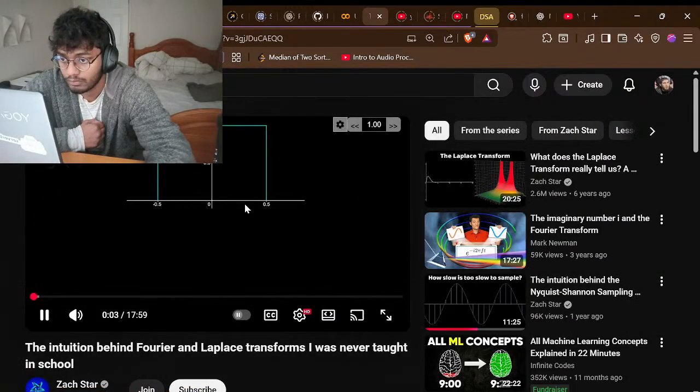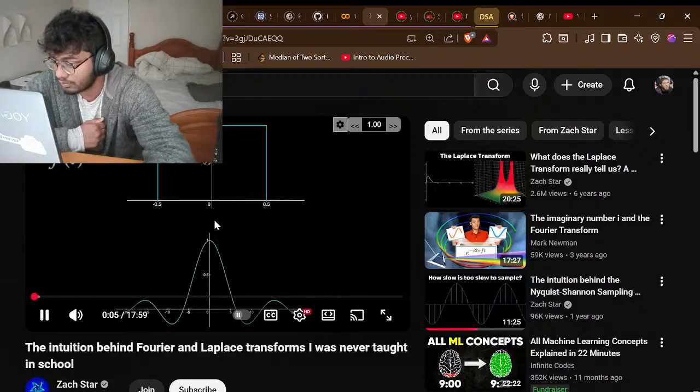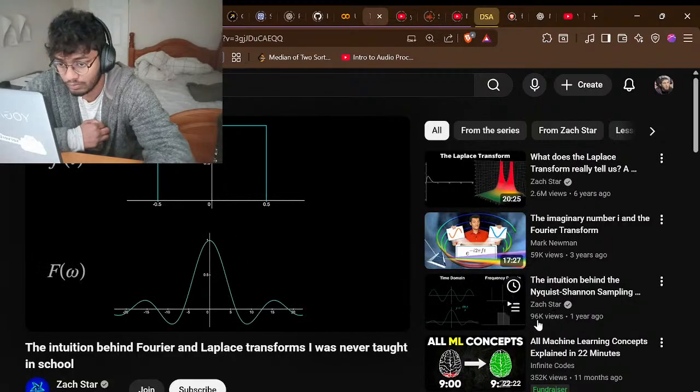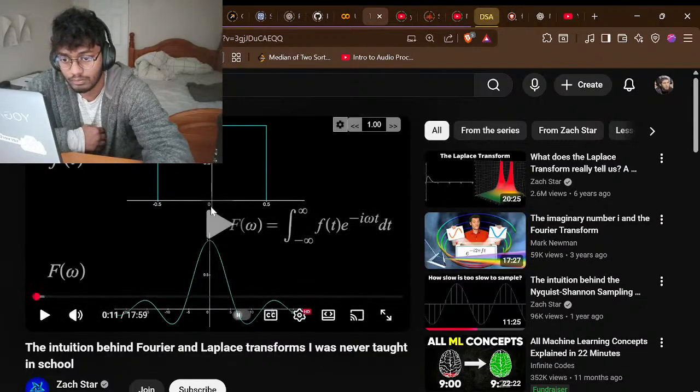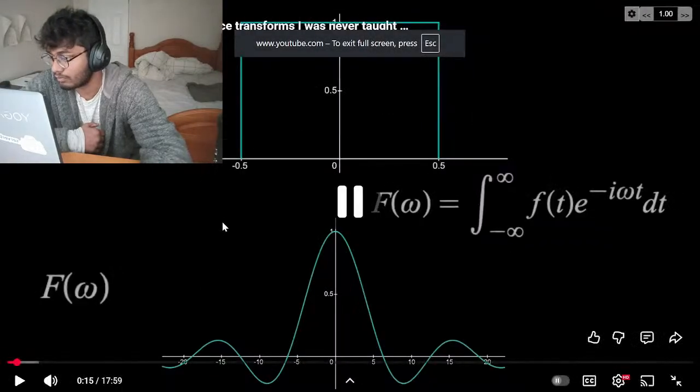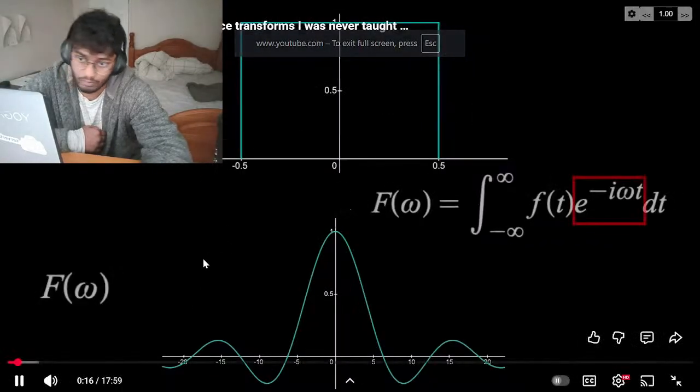Here we have a rectangular function, and here's its associated Fourier transform, just a sinc function, which is found through this equation here. What makes this integral kind of scary looking, especially to people first learning this, is of course the exponential term, since it's got i.